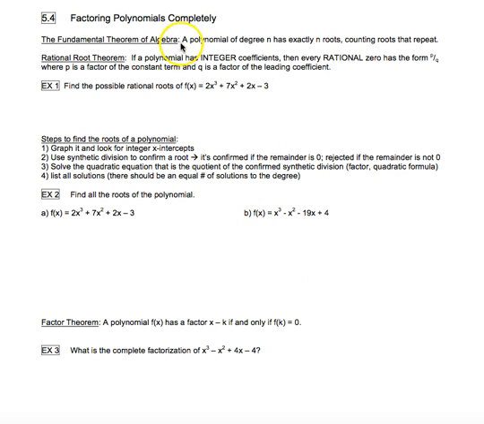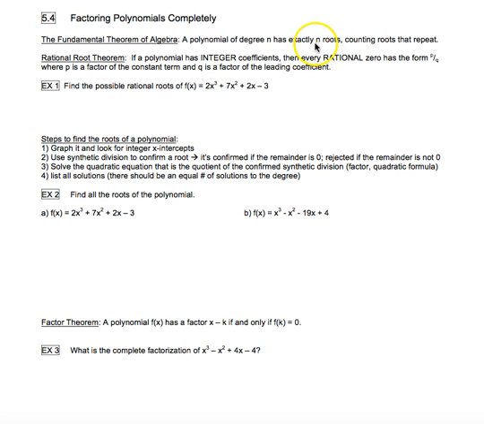The first is the fundamental theorem of algebra, which tells us that a polynomial of degree n has exactly n roots, counting the roots that repeat. So we talked about when you had a perfect square trinomial that solution appears more than once. If it appeared twice, we would count it twice. If it appeared 3 times, we would count it 3 times. So a polynomial of degree 5 should have exactly 5 roots.